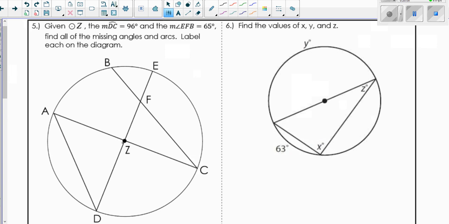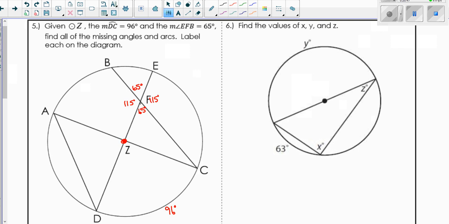Okay, so circle Z, because that's the center of your circle. The measure of arc DC, this arc right here, is 96. And the measure of angle EFB, this angle right here, is 65. Find all missing angles and arcs and label each on the diagram. Vertical angles is where I would start. This has to be 65. And then linear pairs, or supplementary, this is 115, and 115 degrees.